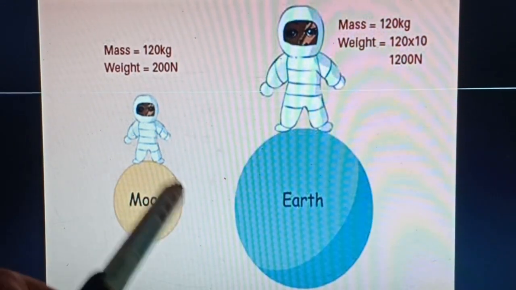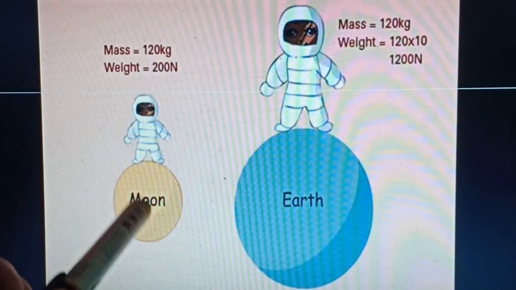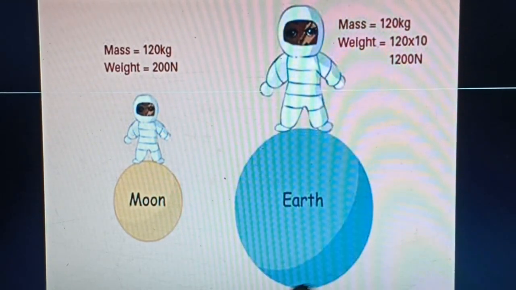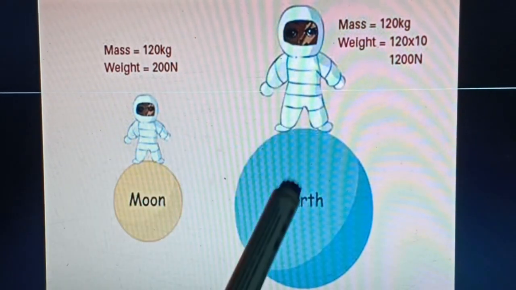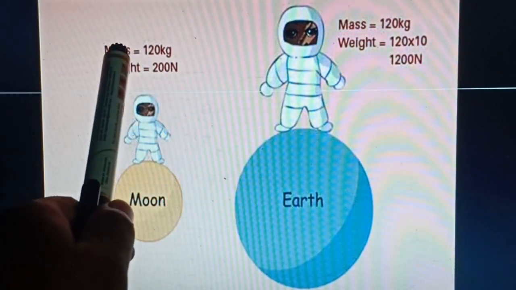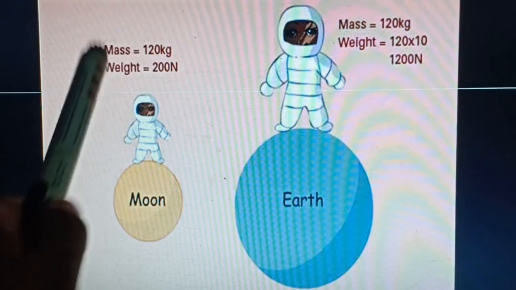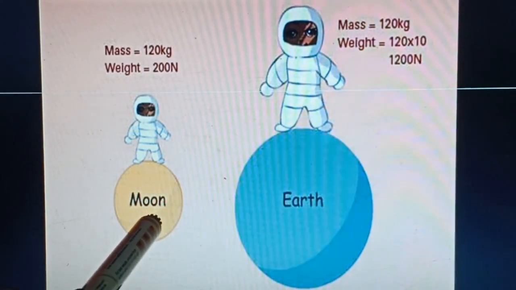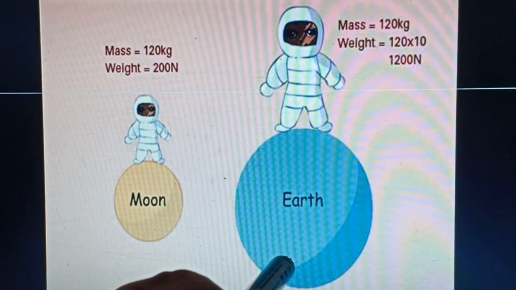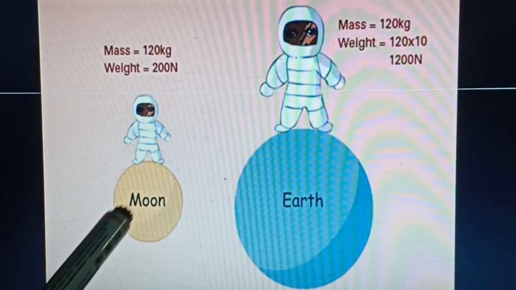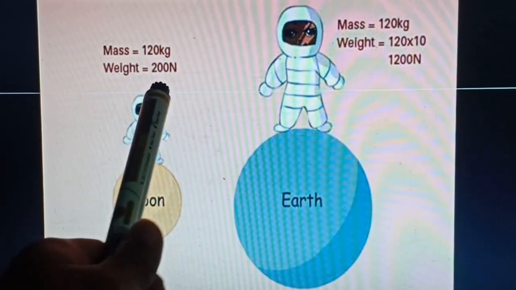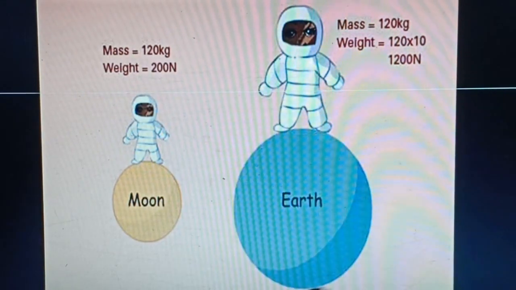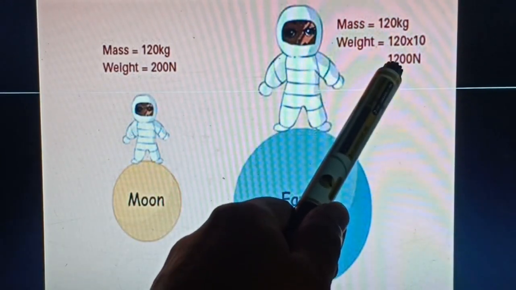So the amount of matter is the same, 120 kg, the weight of it is 200 Newton on Moon, and the same mass 120 kg, the weight is 120 into 10, approximately 1200 Newton on Earth. So there is a big difference between mass and weight. Mass is exactly the same, 120 kg of this body on Earth and on Moon, but weight is 200 Newton on the surface of Moon, and 1200 Newton on the surface of Earth. It's also to be observed that the weight of an object on Moon is 1/6 times the weight of an object on Earth. 1/6 of 1200 is 200.